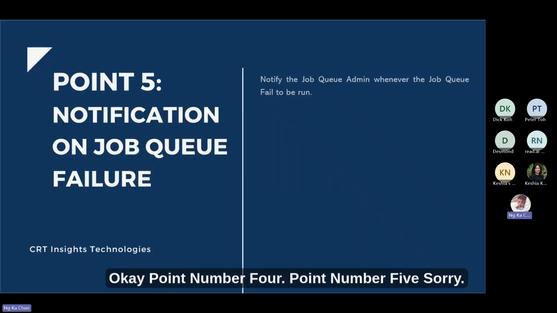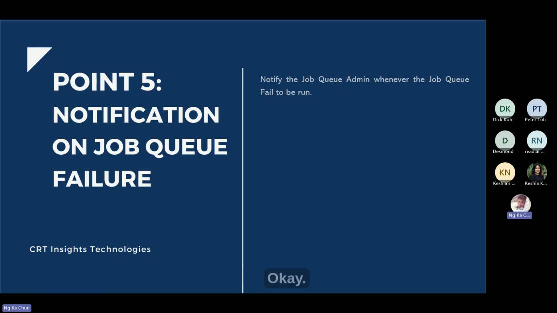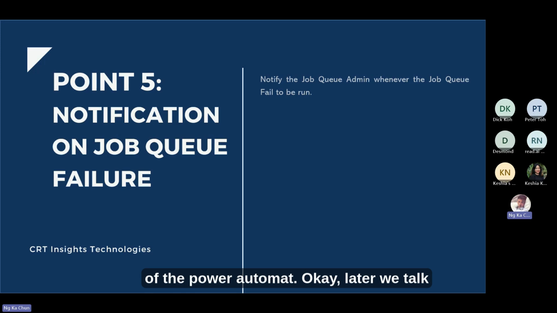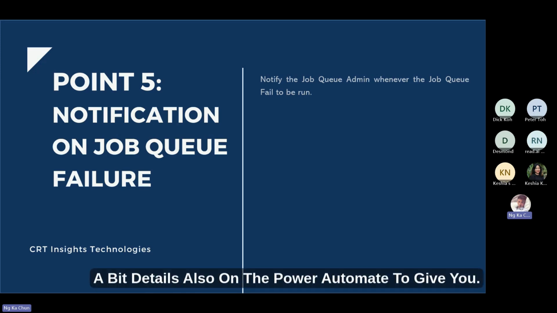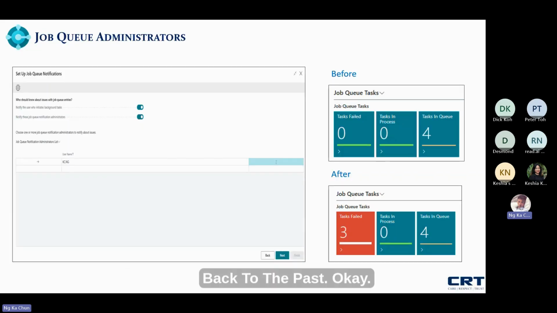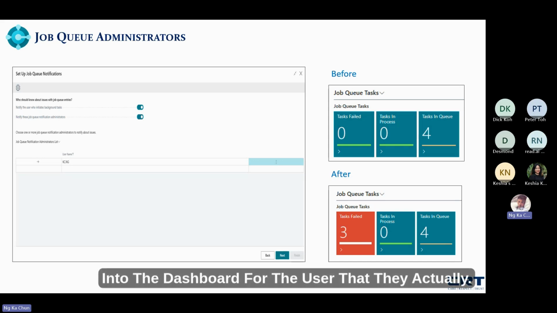Okay, point number 5, sorry. Next, we also have notification of job queue failure with the support of Power Automate. Later on we'll talk in a bit more detail about Power Automate, to give you ideas on how it can help you automate your process flow. But for this case, back in the past, the job queue dashboard in Business Central would only show the job queues for the user who actually updated or triggered the job queue.